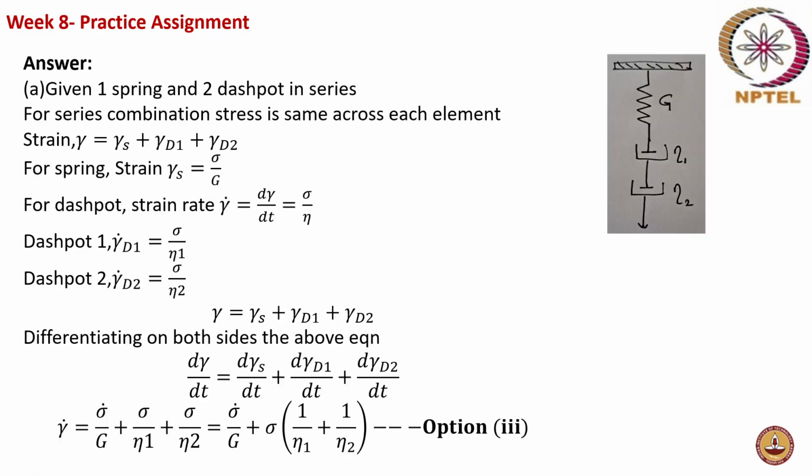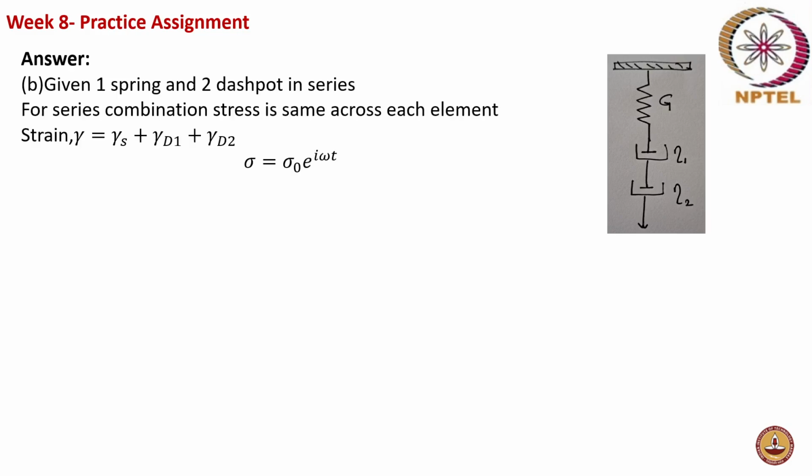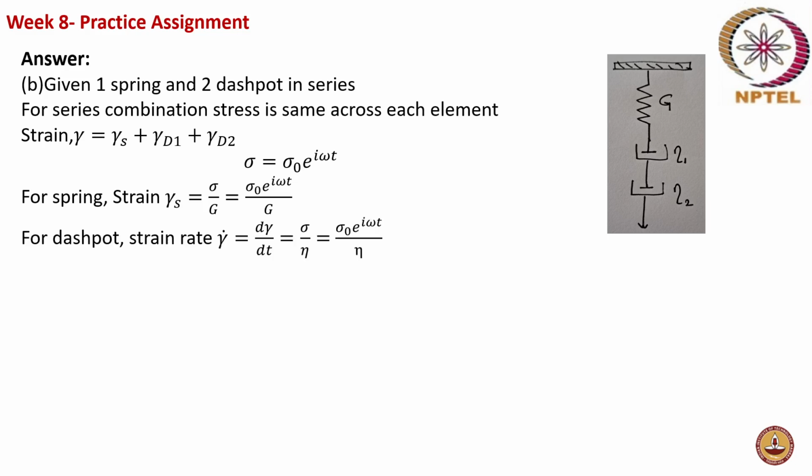Now the second part of the question is that a periodic stress is applied. So you have σ is equal to σ0 into e^(iωt). So the strain of the spring becomes σ by G, that is equal to σ0 e^(iωt) by G. For the dashpot, γ dot is equal to σ by η, which is equal to σ0 e^(iωt) by η.